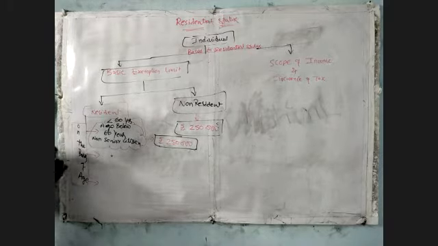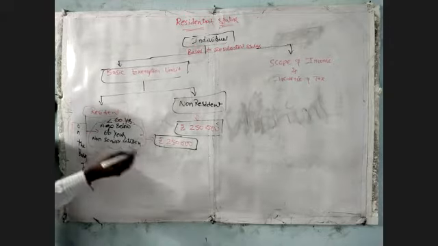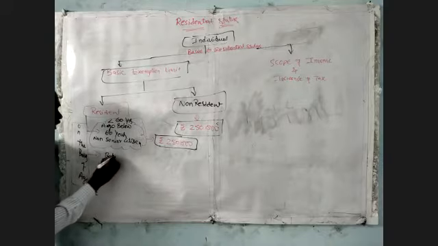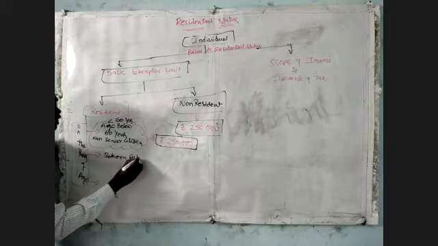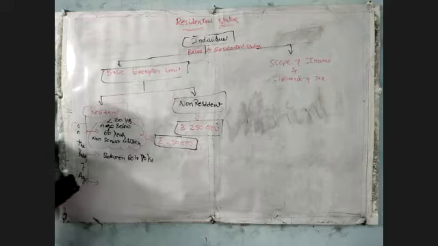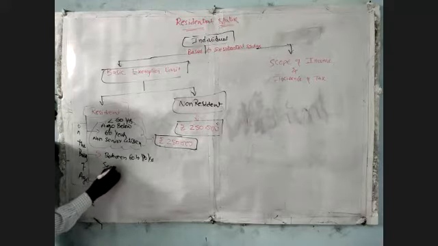Suppose he is of age above 60, but below 80. So between age 60 to 80 years. 60 to 80 years will be called a senior citizen.